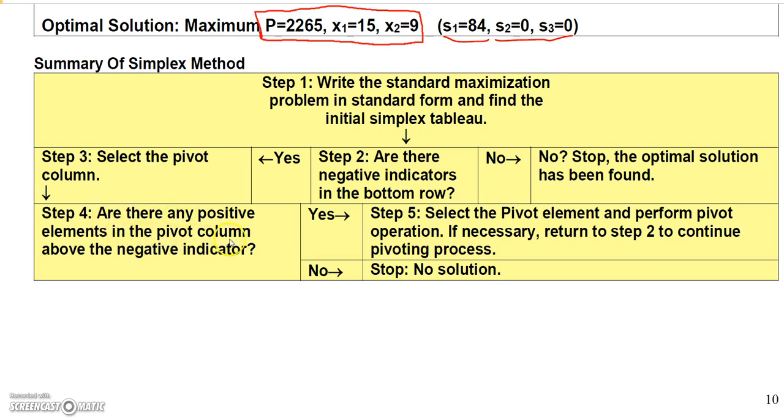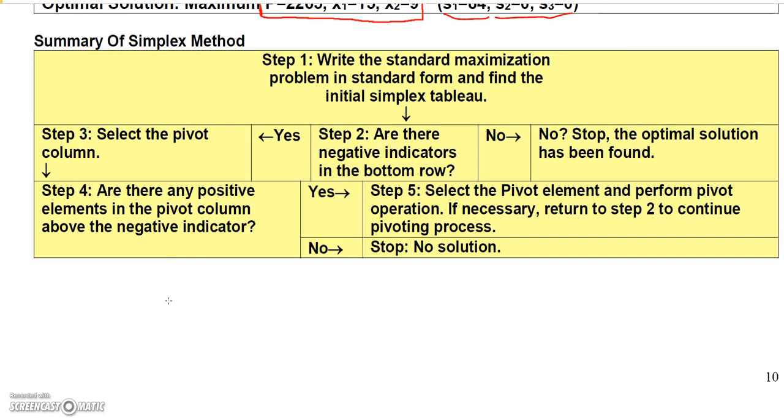So if there are positive elements in the pivot column, then you go ahead and select the pivot element and perform the pivot operation. And then if necessary, in other words, if you still have negatives on the bottom row, return to step 2 and continue the process. But if there are no positive elements above the negative indicator in the pivot column, then you have to stop and say there's no solution. So, like I said, this is just a summary of the simplex method.